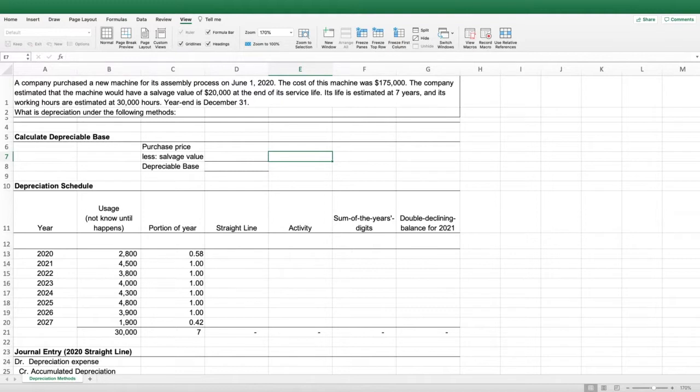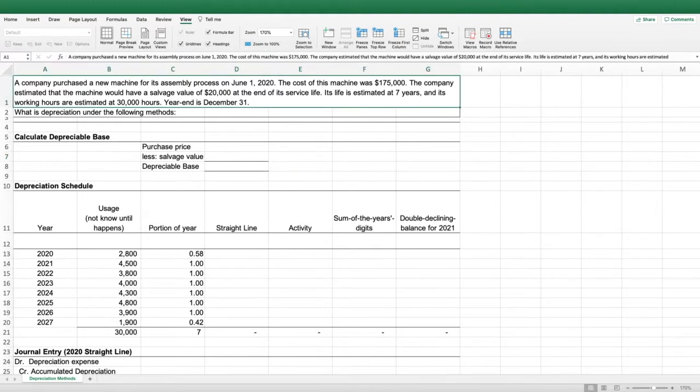So they're putting it into service on June 1st. The first year will go from June 1st through December 31st, which will be 7 months. So the first year will have seven months of usage, so 7/12 of usage in the first year, because it's basically June, July, August, September, October, November, and December. And then it has 7 full additional years.